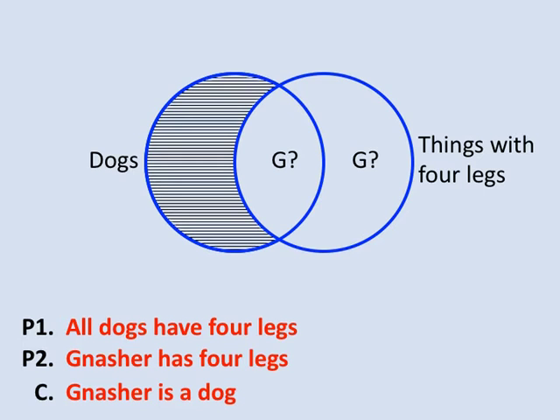It isn't. The diagram says that Nasha may be a dog, but Nasha may also be something with 4 legs, but not a dog. This means the conclusion isn't already drawn in. And so the argument is invalid.